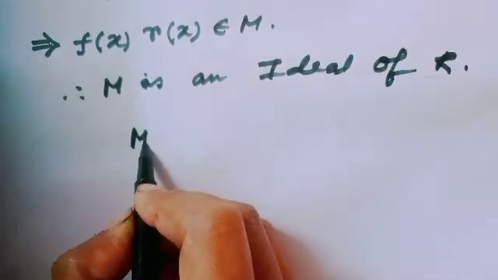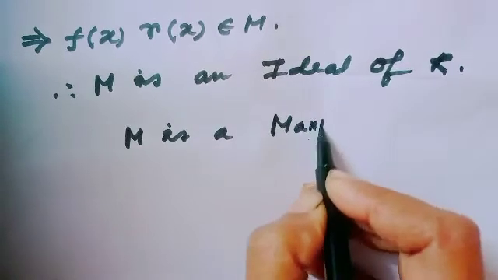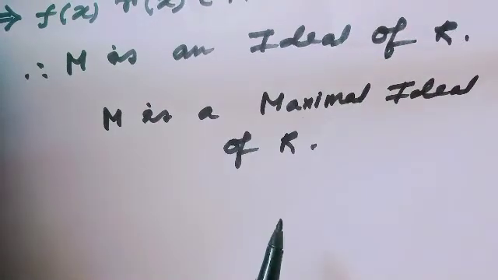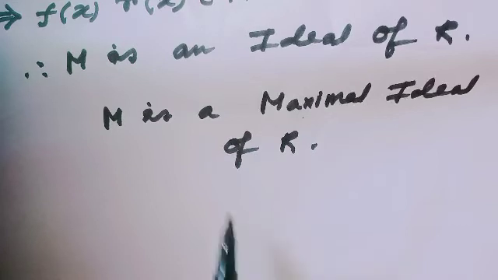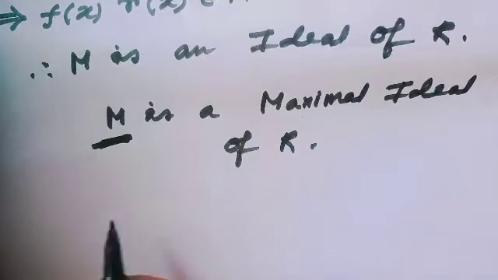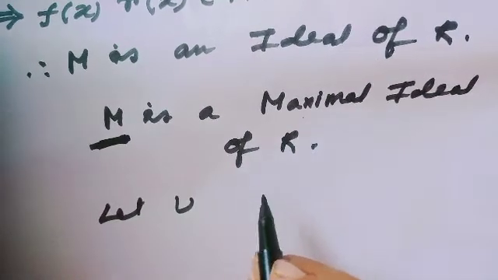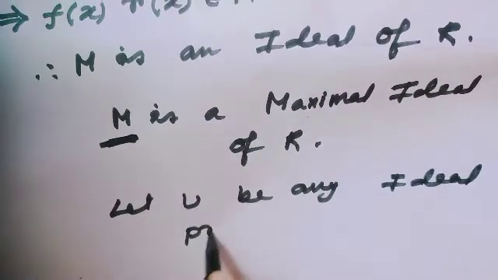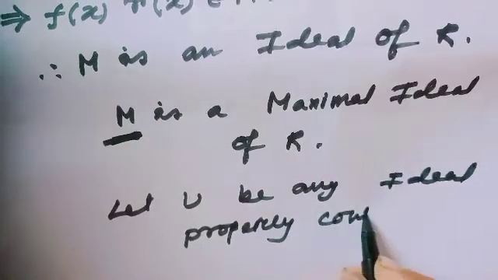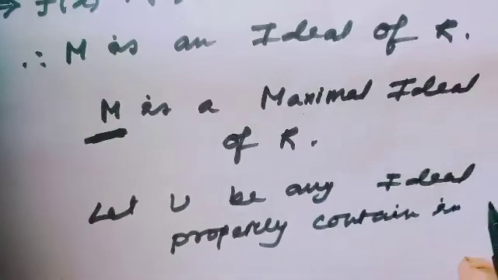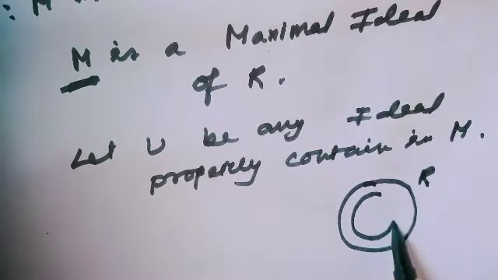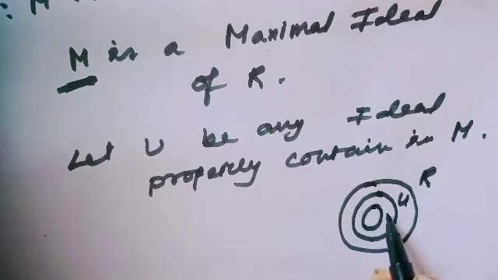Now I will prove M is a maximal ideal of the ring R. And actually this is our goal. For this, we have to prove there is no proper ideal of R which is properly contained in M. Let us consider capital U to be any ideal which is properly contained in the set capital M. If we see the picture, this is the ring R and this is U, considered to be any ideal, which is properly contained in the set M.